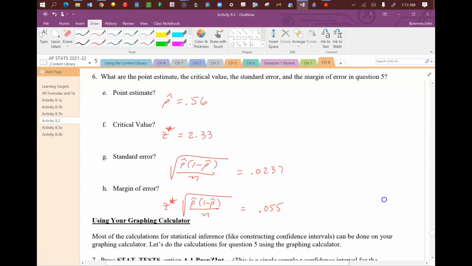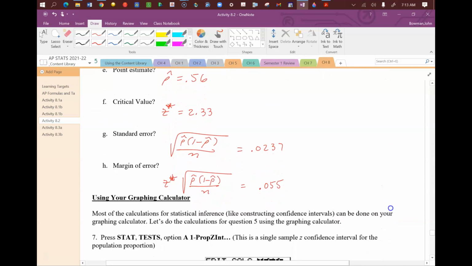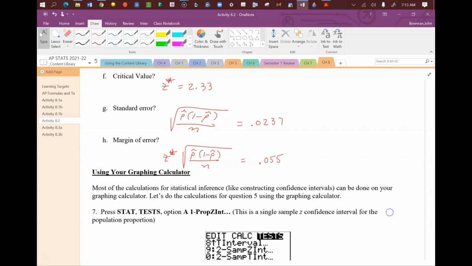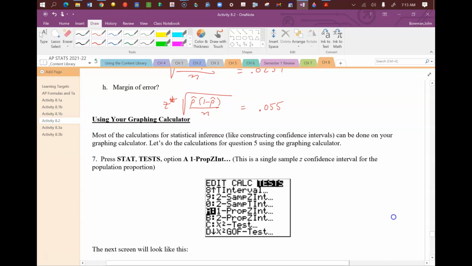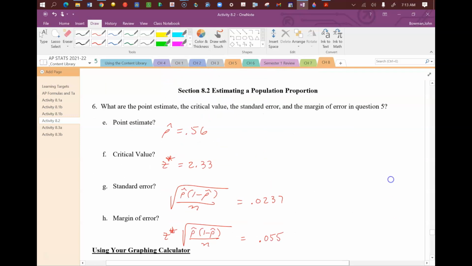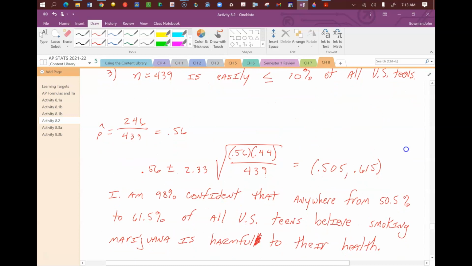So the next thing we're going to do is talk about using our graphing calculator to do these problems. And just to be clear, I encourage you to use your graphing calculator, but you still need to show all your work. So your graphing calculator in this last problem, all it does for you is find this result for you without you having to punch in all those numbers on the home screen. So I'm going to go through and show you how to do this on your calculator.